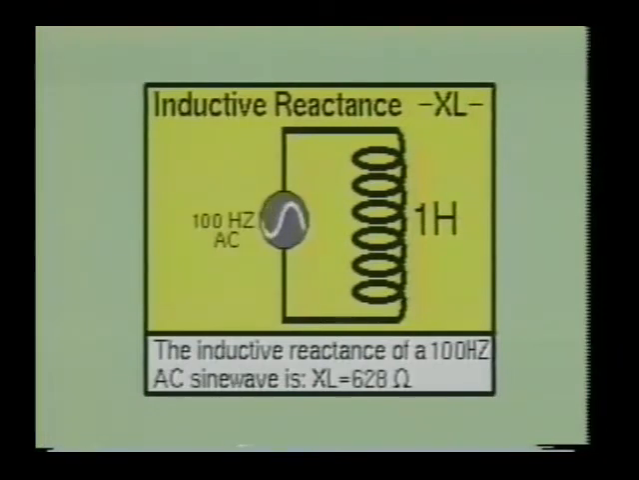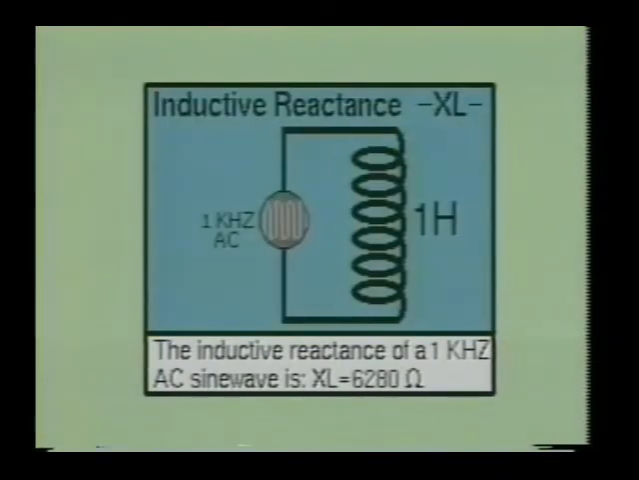In a 100 Hertz circuit, the magnetic field builds up and collapses at a fairly low rate of speed, and a small amount of counter-electromotive force will be produced. However, as the frequency is increased, the magnetic field will move more rapidly and produce a greater amount of counter-EMF, which opposes the current even further. As you can see, the amount of inductive reactance is directly proportional to the frequency of the signal being applied.